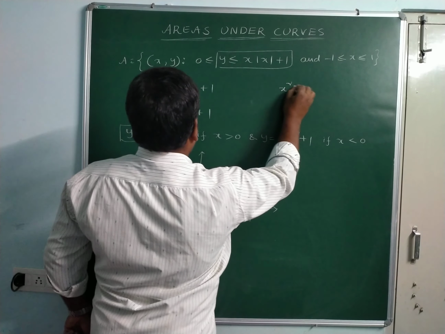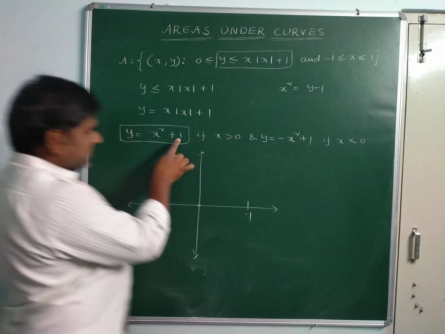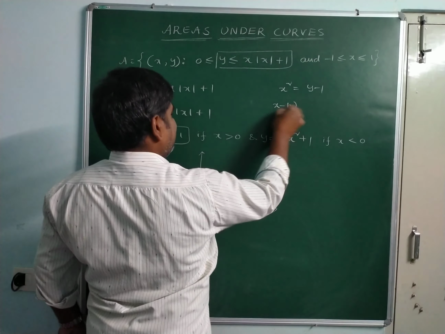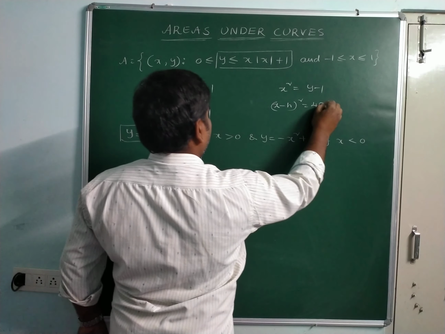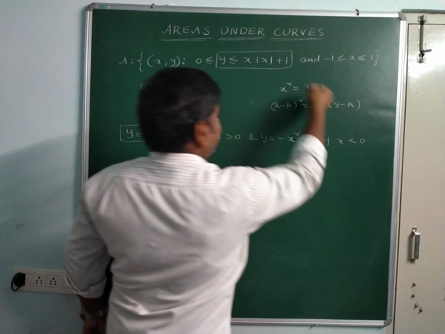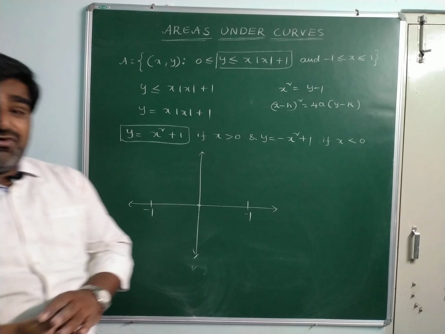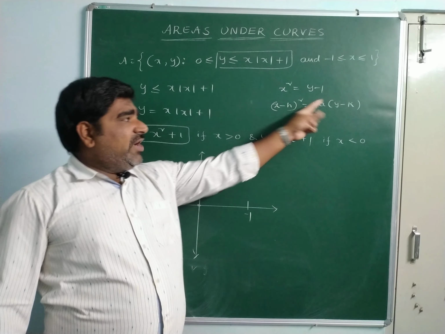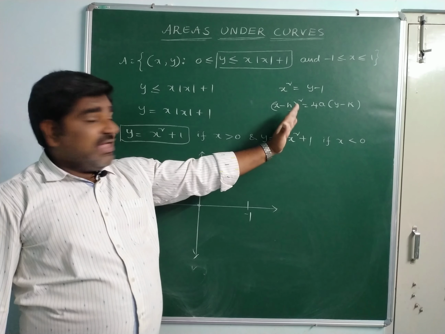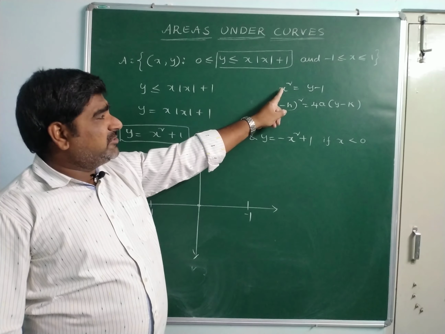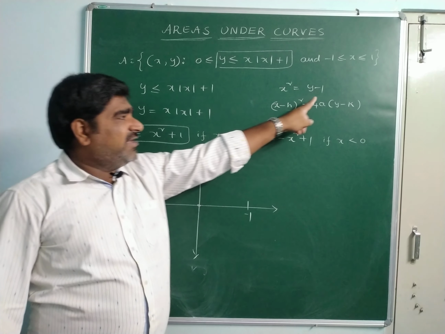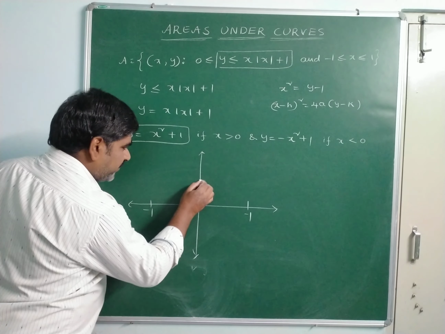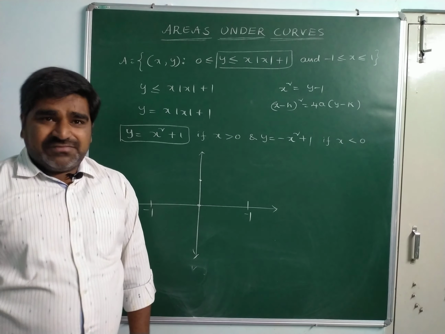So x square is equal to y minus 1. This is of the form x minus h whole square is equal to 4a into y minus k. So if h is 0 and k is 1, then h comma k is the vertex of this parabola. So what is the vertex of this parabola? h is 0, k is 1, that is 0 comma 1 is the vertex of that parabola.